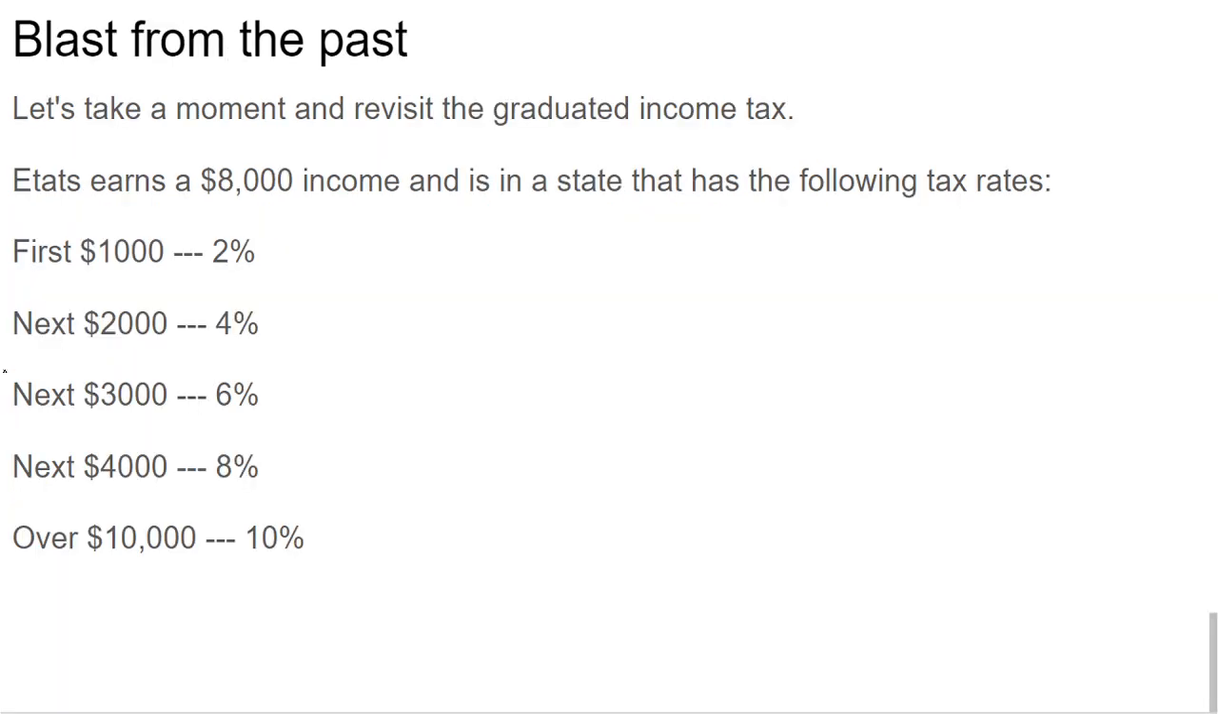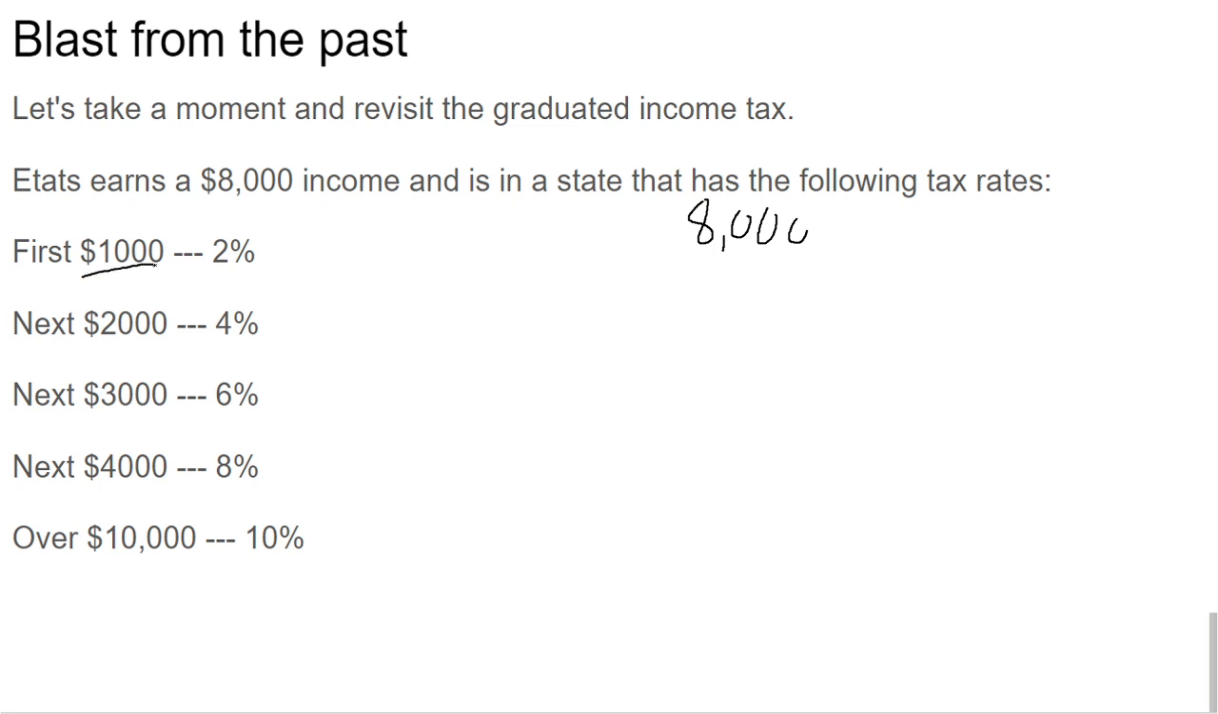One last thing here before we go, and that's just a quick review on the graduated tax, because I saw that this was a problem that was missed a lot on the RPS, especially you, Jeffrey. So we have this person who earns $8,000 in income and is in a state with a graduated tax rate, right? So the first thing we're going to do is, if it's a graduated tax rate, we're going to take that $8,000 in income and we're going to parse it out bit by bit.